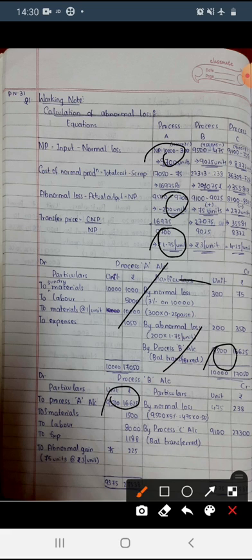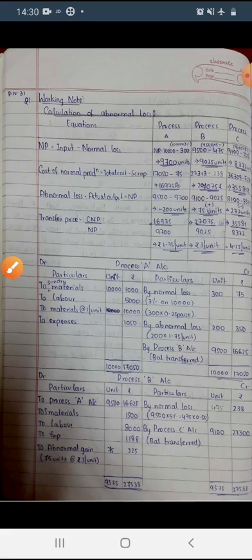Okay, next, by normal loss is how much? How much percent? 5%. 5% on 9500, how much? 475. It's sold for 50 paise, 0.50, 475 into 0.50, 238. Then you just calculate the abnormal loss or gain.